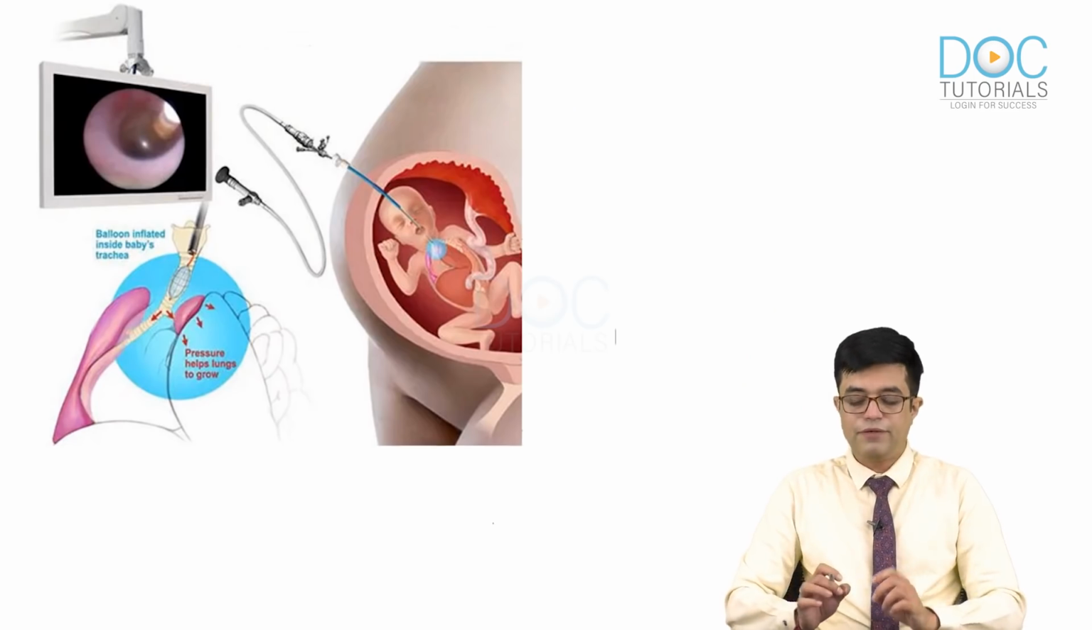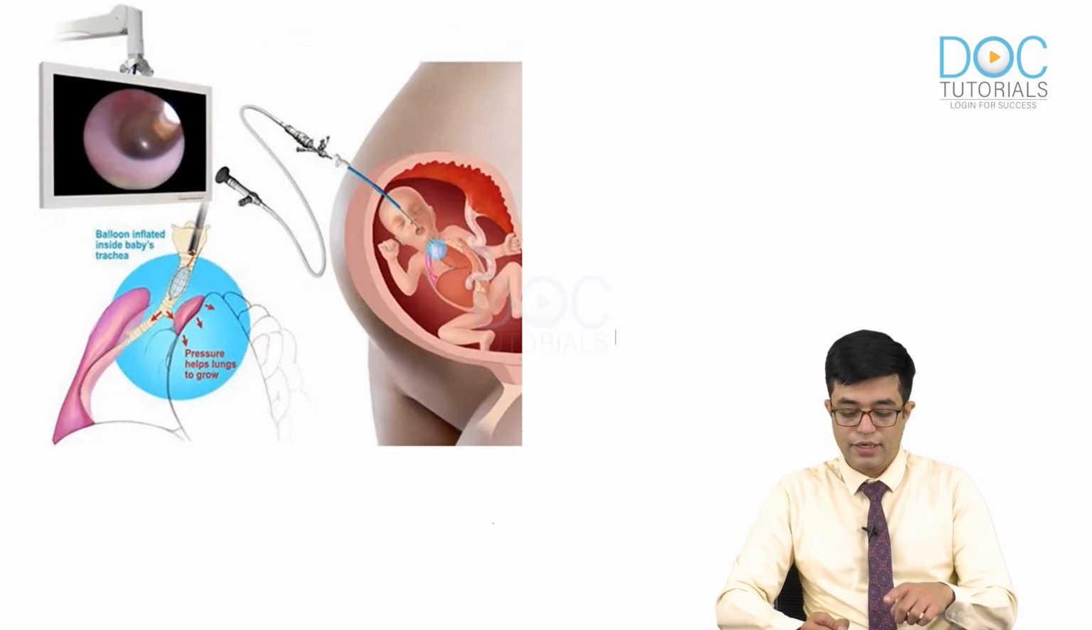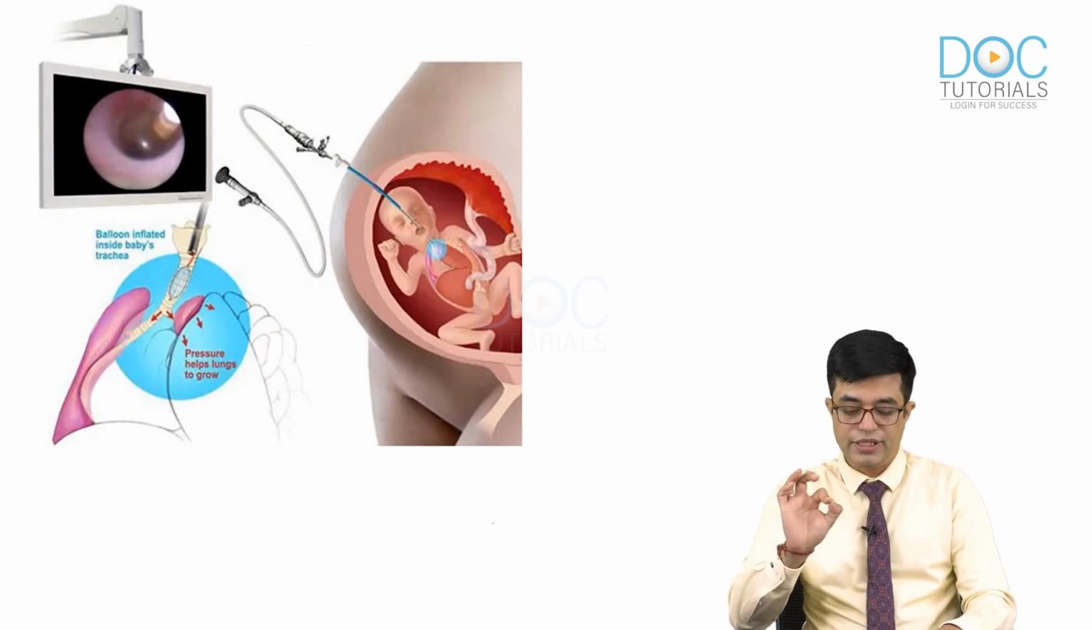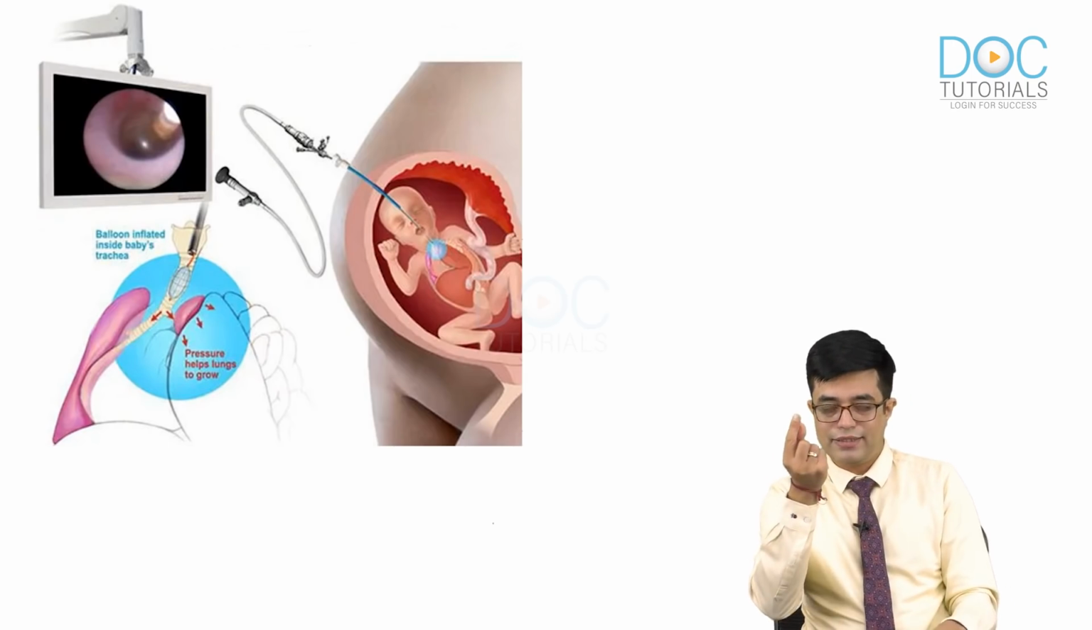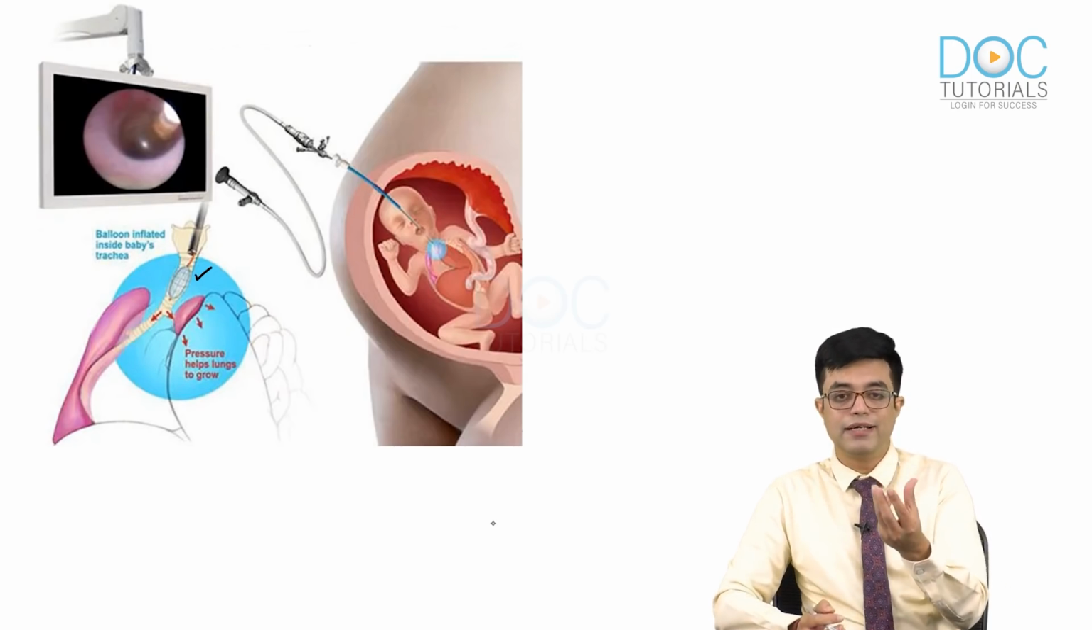So this photograph is showing you the procedure of FETO. In the FETO procedure, under ultrasound guidance, we insert a catheter into the trachea. It has a balloon at its tip. This balloon is inflated to produce tracheal occlusion.